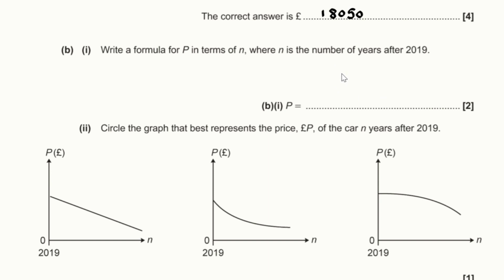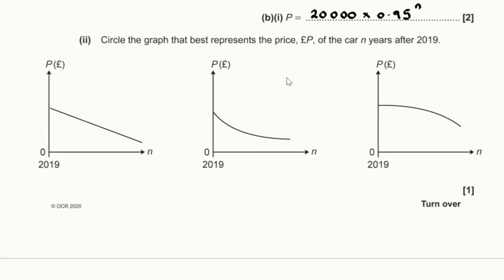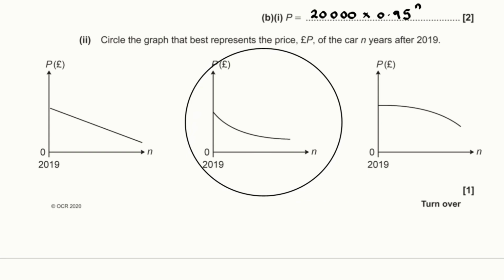And then we have to write down a formula for P in terms of n, where n is the number of years after 2019. Well, we've got our original amount, 20,000, and then we multiply this by 0.95 to the power of n, where n is the number of years after 2019. And then we have to circle the graph that best represents the price, p pounds, of the car n years after 2019. Well, we've got an exponential graph, so we circle the graph over here.